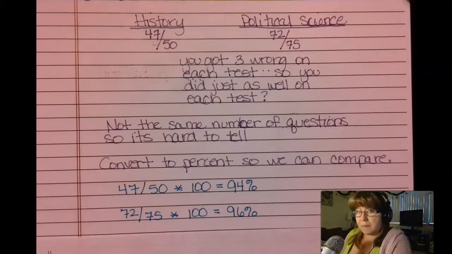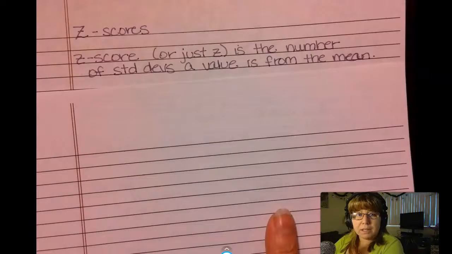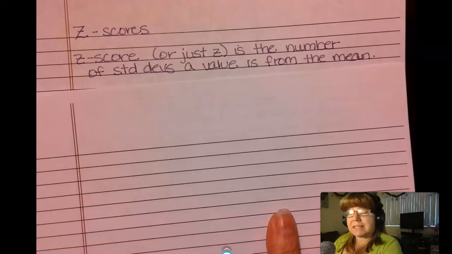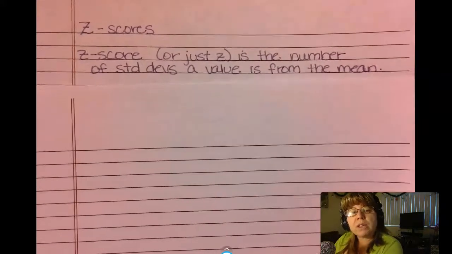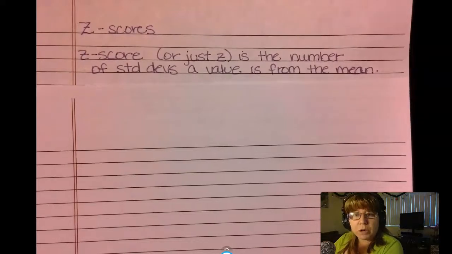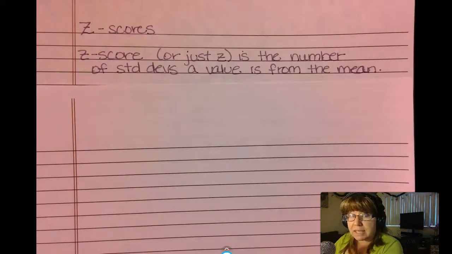That's the idea about a z-score. All right, so now let's see what z-scores are. A z-score, or just z for short, is the number of standard deviations a value is away from the mean. As you can imagine, sets of data don't necessarily have the same mean and standard deviation, so comparing values is very difficult, very similar to the tests. So what we do is convert them over to z, and then we're able to compare the z's.